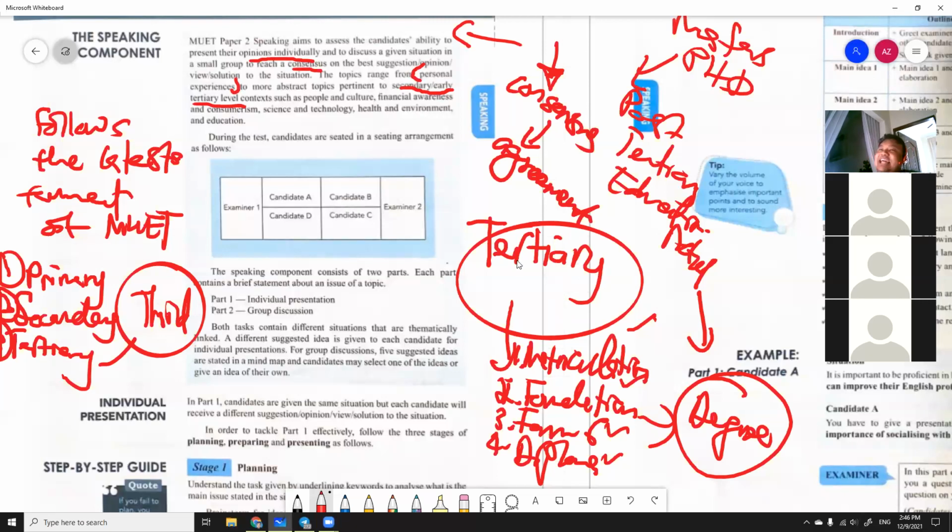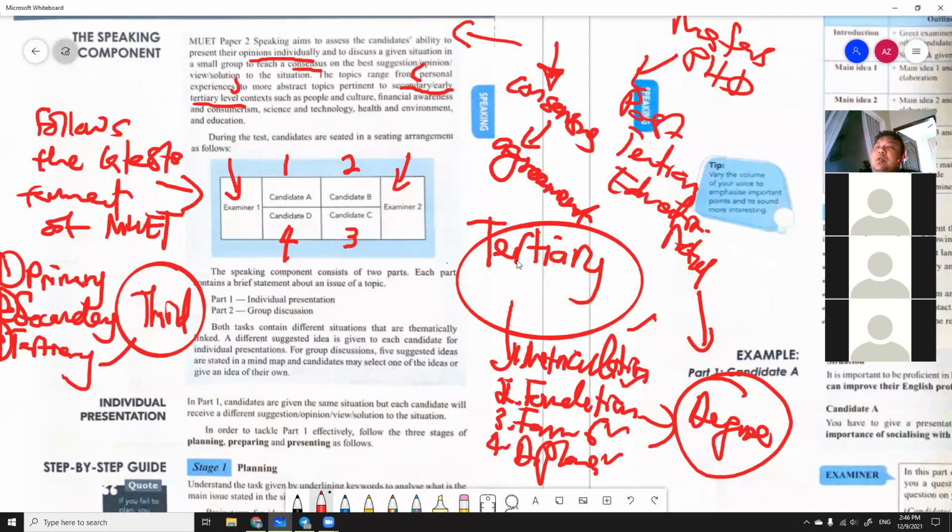Now, let's look at this graphic that I'm sharing right here. The sitting plan would be something like this. Candidate A, candidate B, candidate C, candidate D would be seated in between examiner 1 and examiner 2.